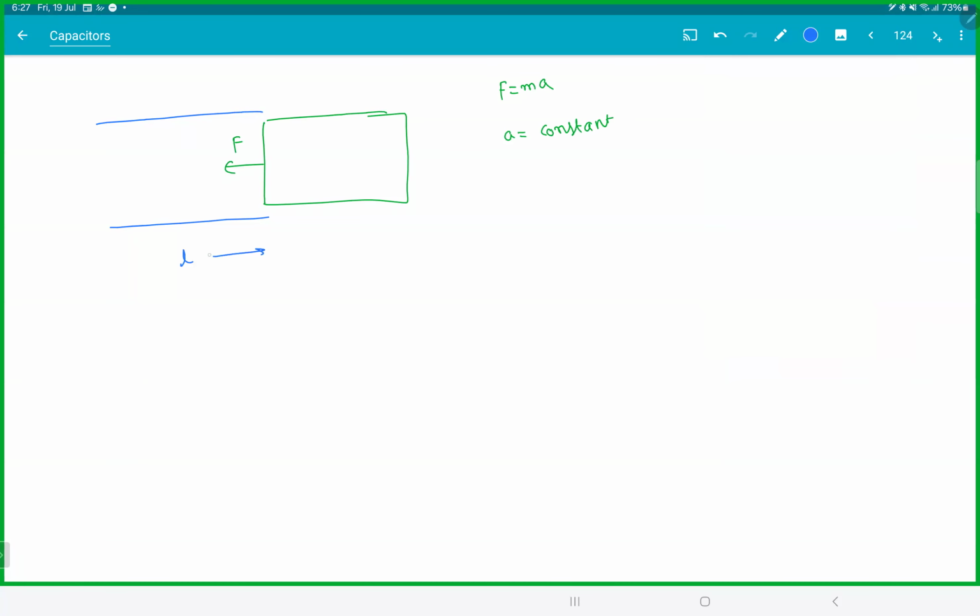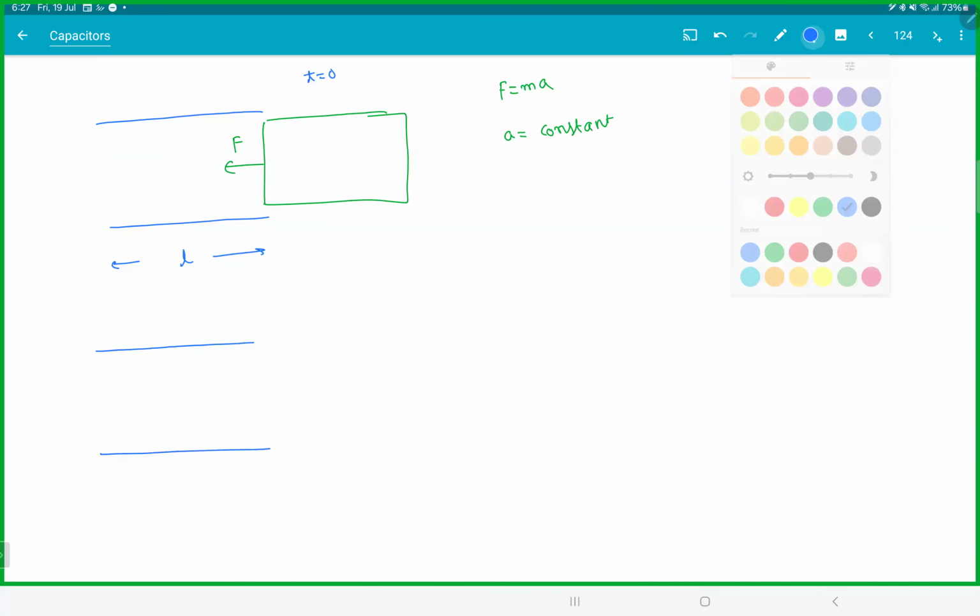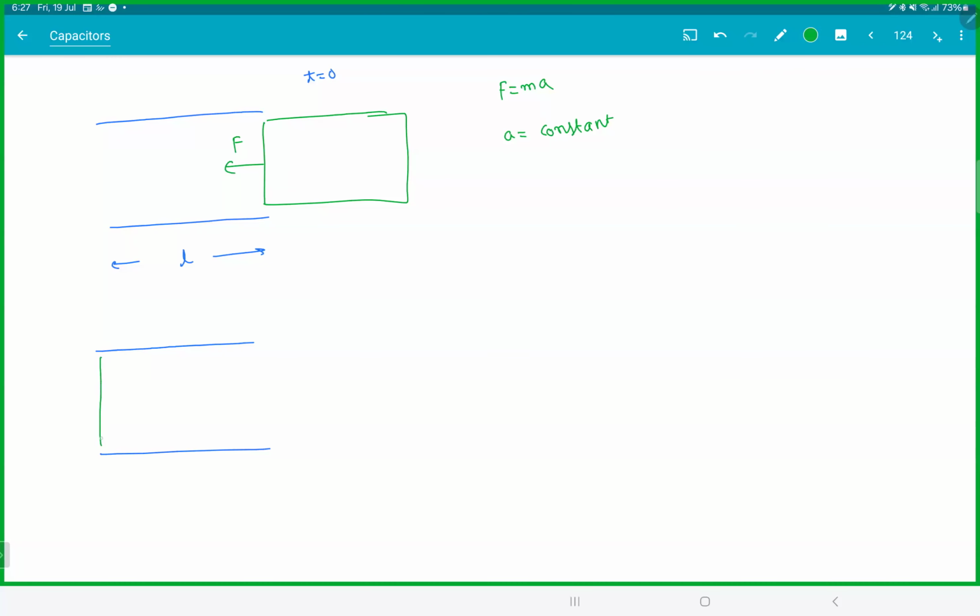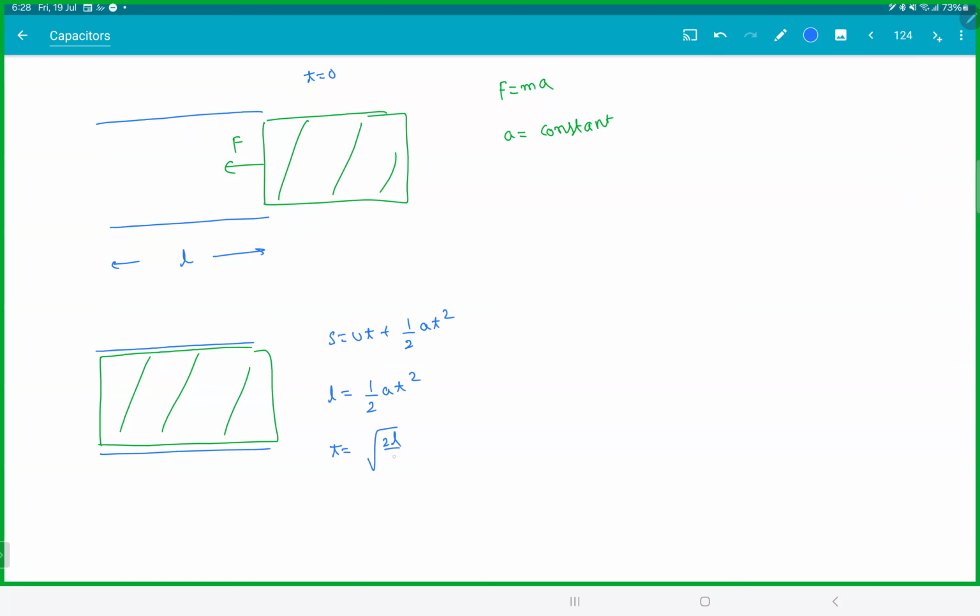This length is L. So at T0, it will be here. How long will it take for this to go inside? After some time, this slab will completely go inside. The best part is this: no matter the value of X, whether the slab is partially entered or completely entered, the force is the same. We can use the equation S is ut plus half AT square, since the acceleration is constant. U is 0, L is equal to half AT square. So from here we get the time root over 2L by A. This is the time just to enter inside.